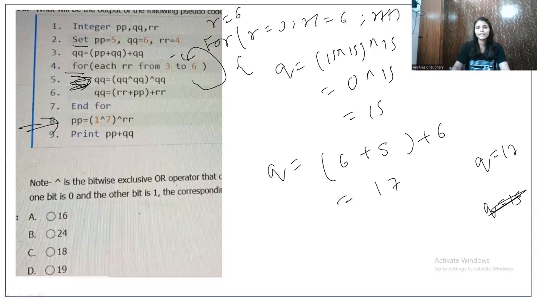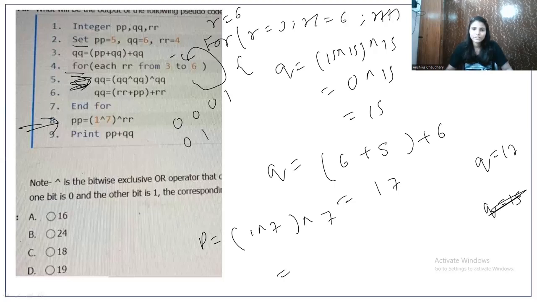Again at the 8th line, we need to check if P equals to 1 OR 7. So 1 OR 7, R was updated, and it was 7 this time. Right? So 1 is 0, 0, 0, 1 and 7 will become 1, 1, 1. So let's find out the XOR of this. 1, 1, 0, 0, 1, 1, 0, 1, 1, 0, 0, 0. Okay, so what is it? It is 6.